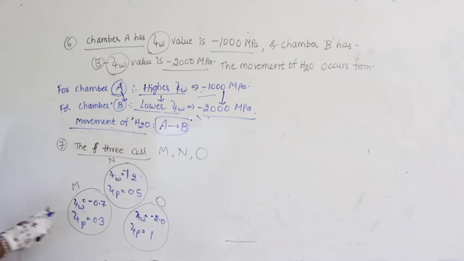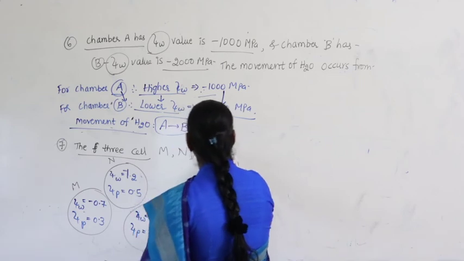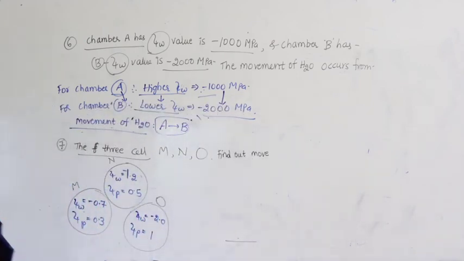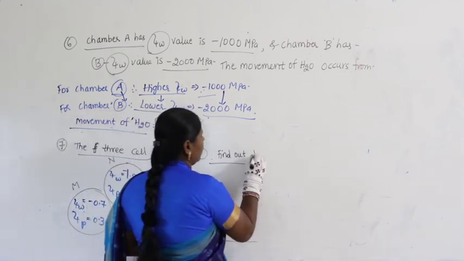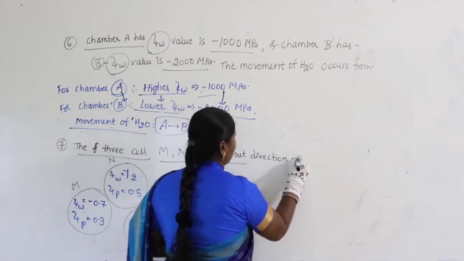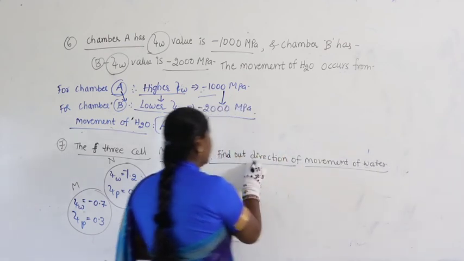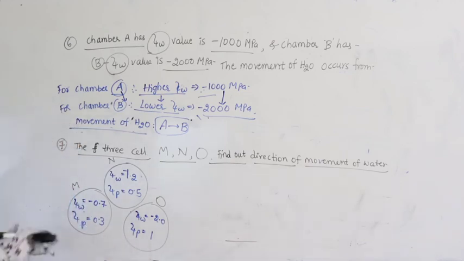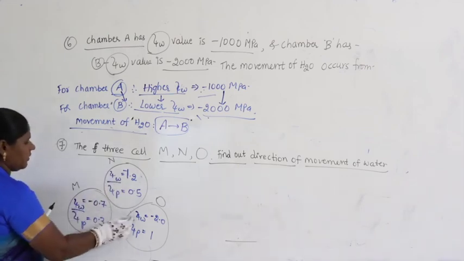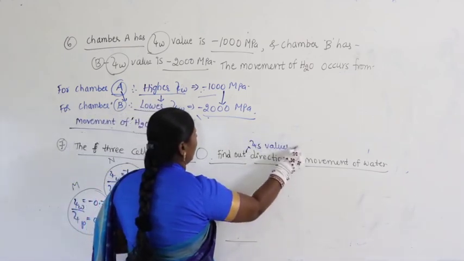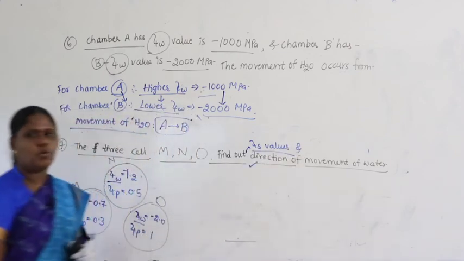Then the question is to find the direction of movement of water, from where to where the movement is happening. In this case, water potential values are given, but he may ask you to find solute potential values and then find the direction of movement of water. So what you need to do?